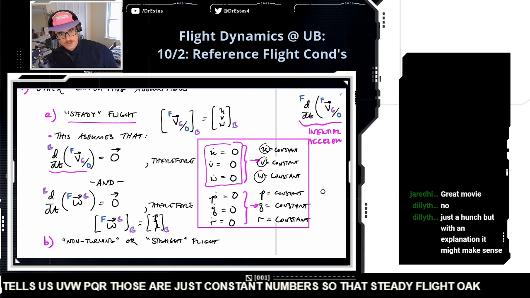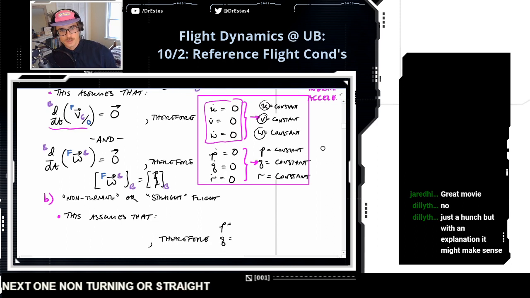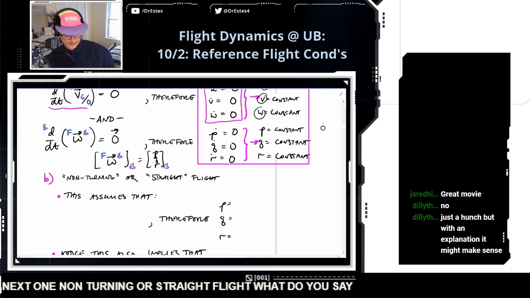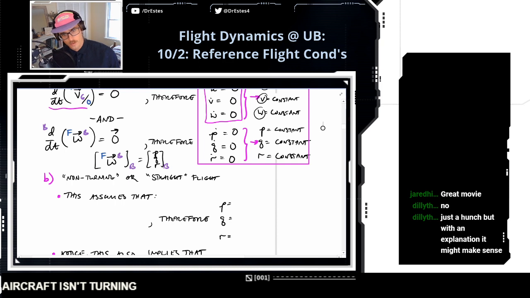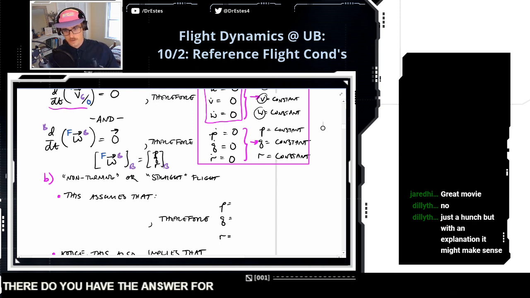Okay, this next one, non-turning or straight flight. What do you think this one means? If the aircraft isn't turning, what can I specify here mathematically? Dilly, you still there? Do you have the answer for me? You're one for one.